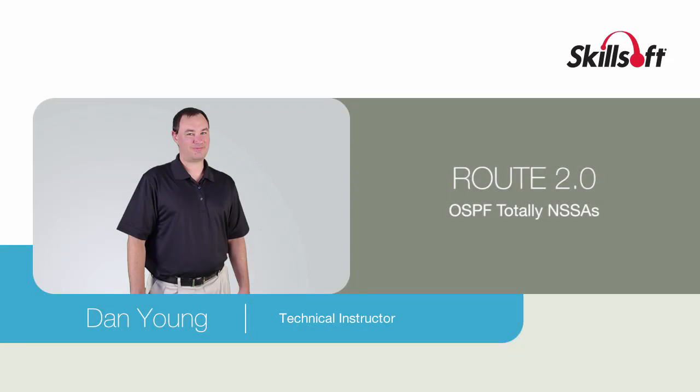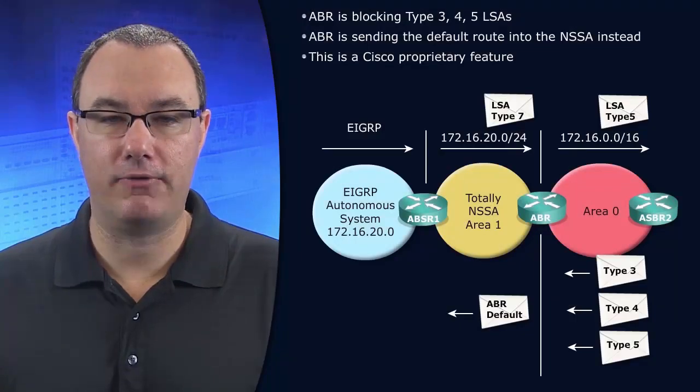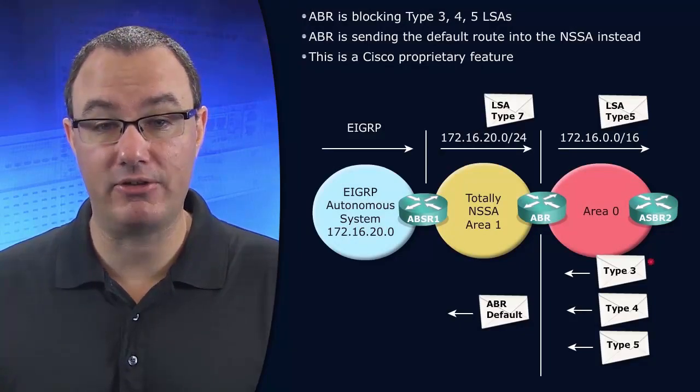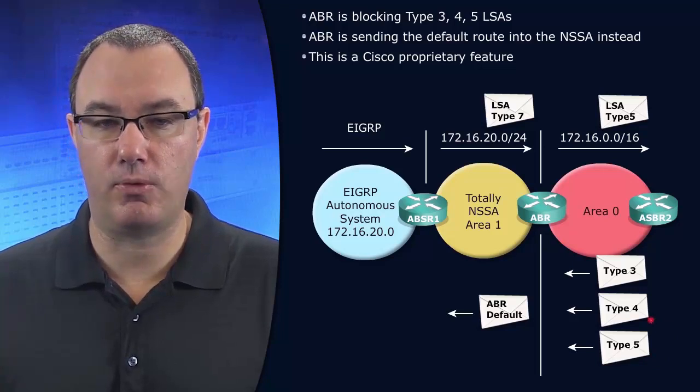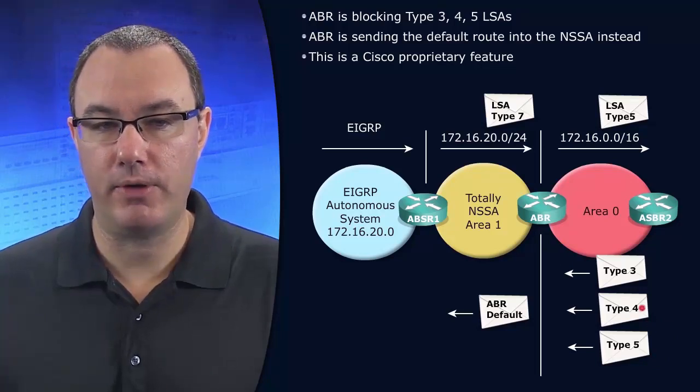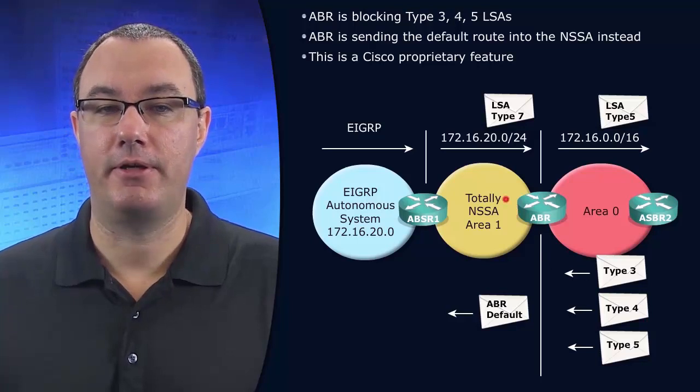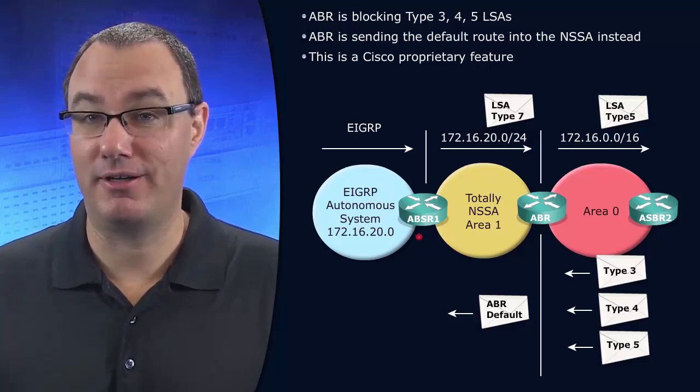Think to OSPF totally stubby areas. What do those do? They filter type 3s and 5s. And yeah, they'll filter type 4s as well. But what if we have a totally stubby area that needs an ASBR?